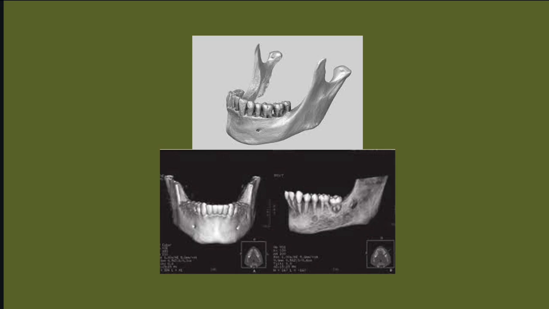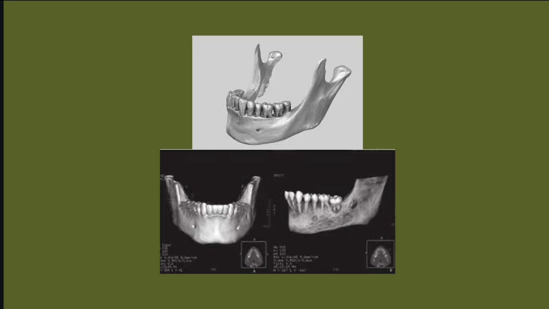Understanding the role of the jaw in speech highlights its importance in articulation. The flexibility and movement of the jaw allows us to produce a diverse range of sounds that are essential for clear communication.